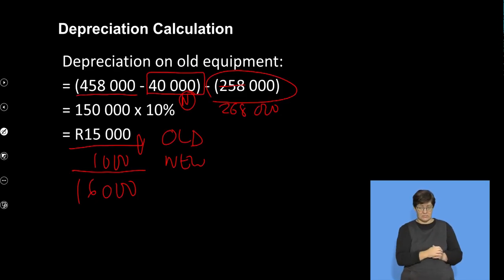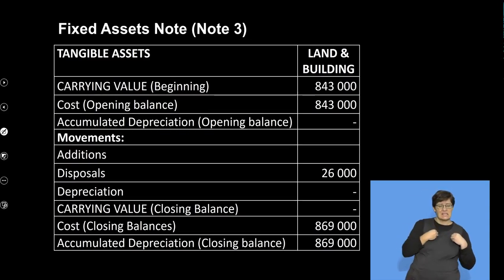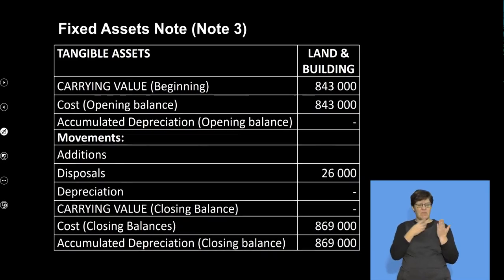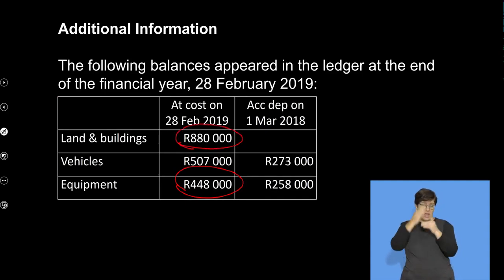We're now looking at our tangible asset in terms of land and buildings. We start off with our carrying value at the beginning of the year, which was 843,000. Now let's look at the information that we have. We are told that our land and buildings is 880,000 Rand at the end of the year.